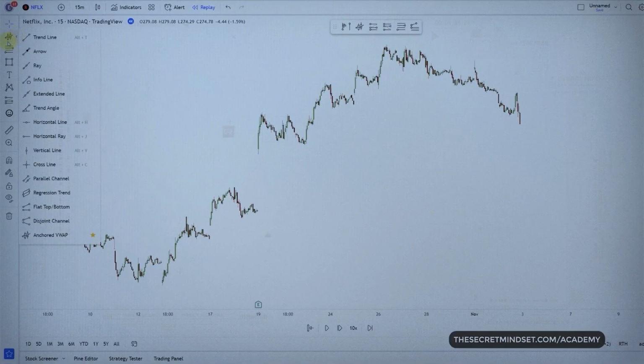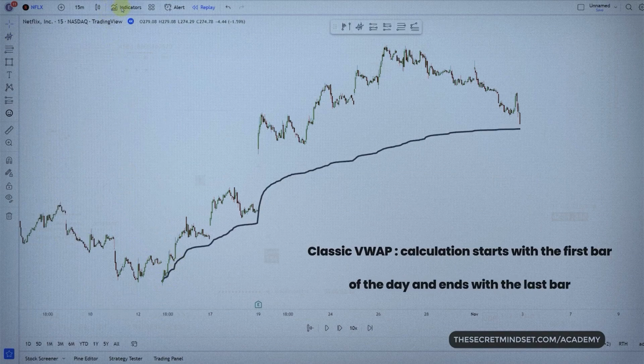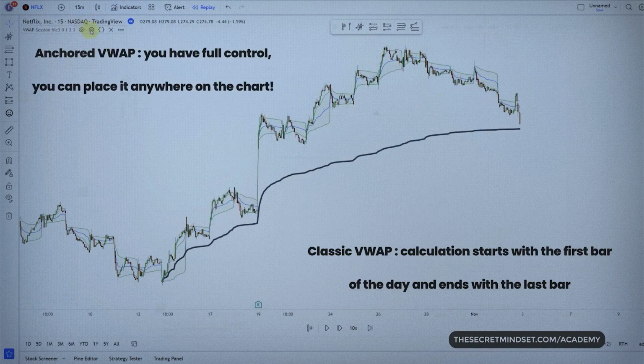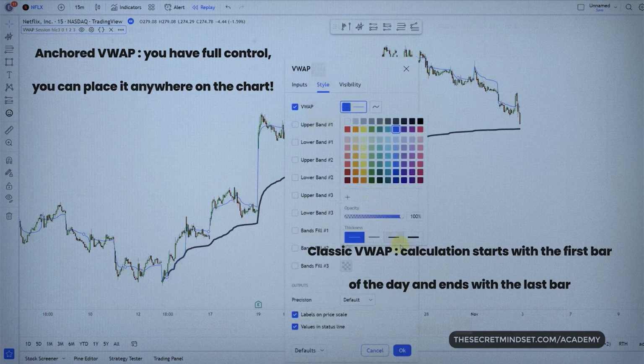Anchored VWAP is better than the traditional VWAP indicator. With classic VWAP, the calculation starts with the first bar of the day and ends with the last bar. With Anchored VWAP, you have full control. You can place it anywhere on the chart.